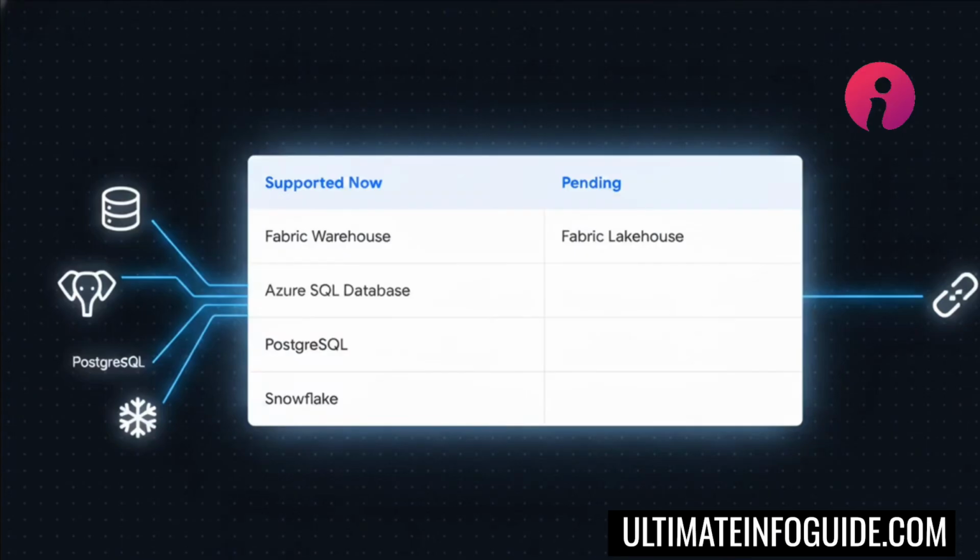But we really need to look at what that runtime actually connects to right now. Fabric Warehouse works natively, right alongside Azure SQL Database, Postgres, and Snowflake. But look over at the pending side. I'm going to be blunt about this. Native Fabric Lakehouse support is still missing. It's coming, but if your entire data architecture is built around the Lakehouse today, you're going to be waiting a bit longer to actually use this.